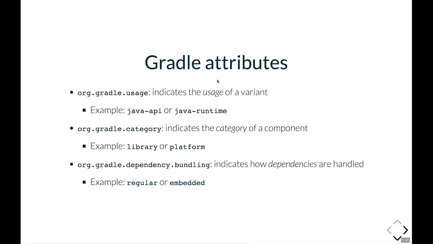And then the last one we have is the bundling, which indicates how dependencies are handled. And that's, for example, regular, which means we expect the dependencies to be transitive, or embedded, which probably is a good indication that there are a restricted set of transitive dependencies because the rest has been embedded inside my jar. So these are like the generic attributes that you will find also in the native world.